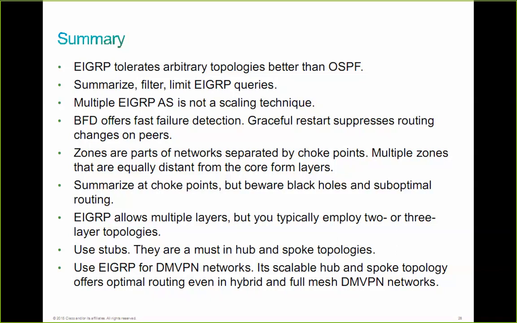We're going to use stubs in our hub and spoke environments to decrease the amount of convergence time it takes. And for EIGRP for DMVPN, we support hub and spoke topologies, but we also offer optimal routing in a DMVPN phase 2 or a DMVPN phase 3 environment. And that is what we talked about. Later on, we'll try to take a look at some examples and get into some more of the configuration.